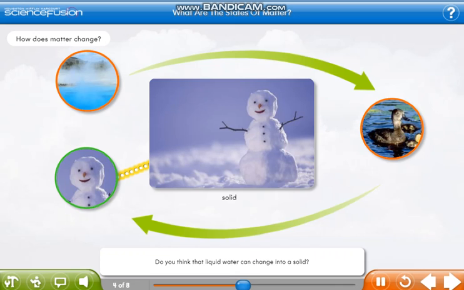Do you think that liquid water can change into a solid? If you said yes, you're right. Water freezes when it cools down to 0 degrees Celsius. As ice warms up, it melts at 0 degrees Celsius and becomes water.